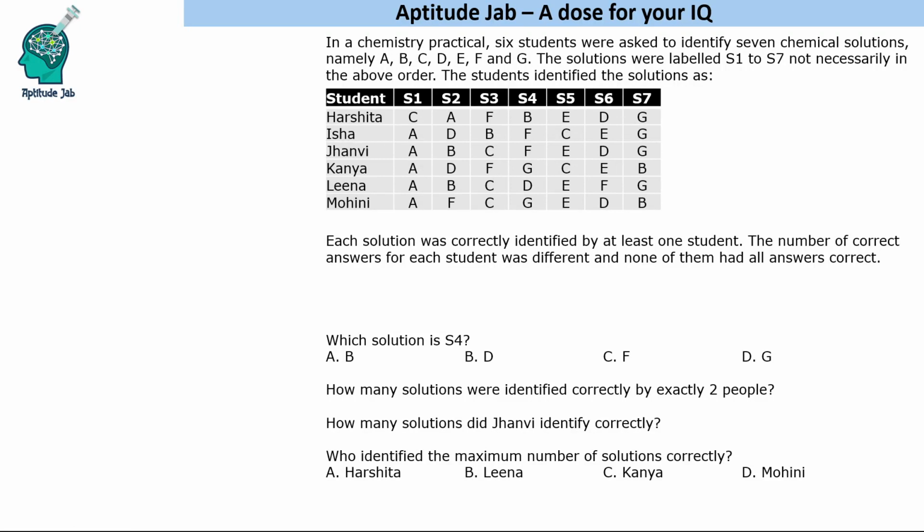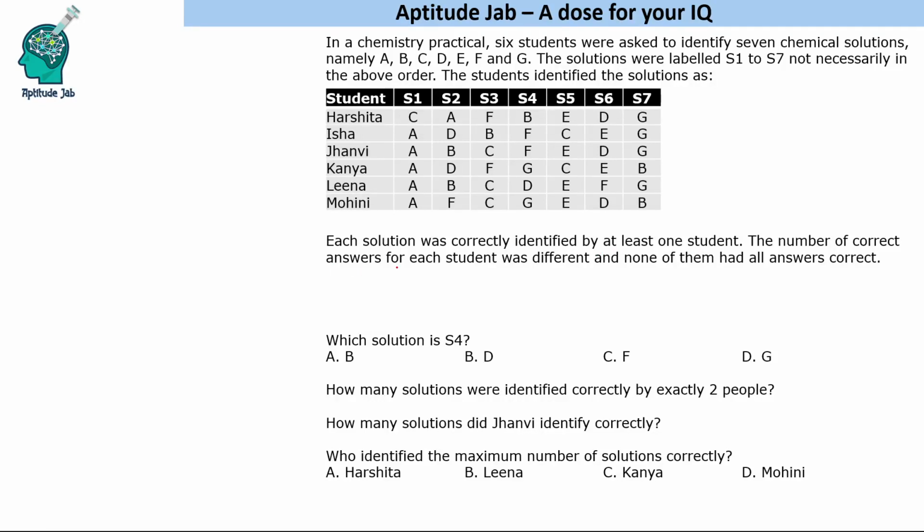This set says that in a chemistry practical there were 6 students who had to identify 7 chemical solutions. The chemicals were A, B, C, D, E, F, G and the solutions were labeled S1 to S7, not necessarily in the same order as above. The students identified the solutions as given in the table. It is also given that each solution was correctly identified by at least one student.